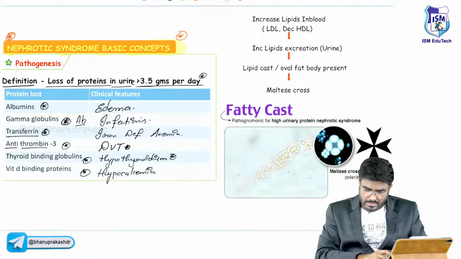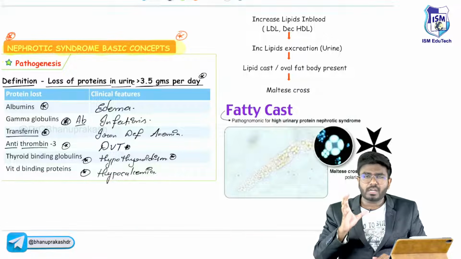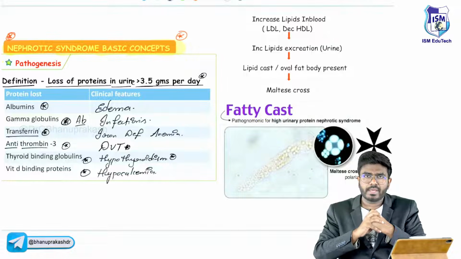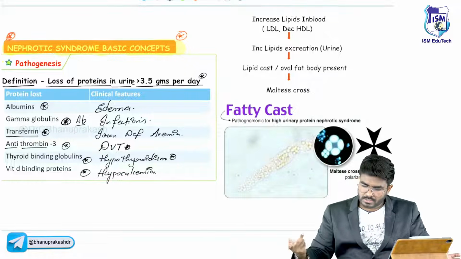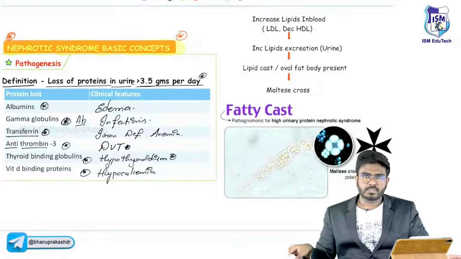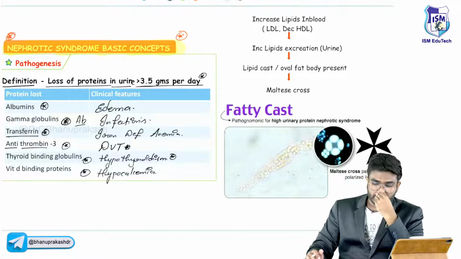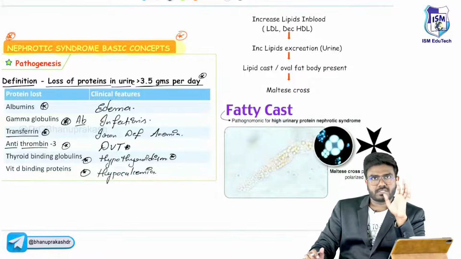Okay, in the babies. Thyroid binding globulins also same thing. The thyroid binding globulins bind with the T4. Now when they are lost in the urine from the body, thyroid hormones are also getting lost. So that will lead to hypothyroidism. Possible. Okay, like that you need to understand. So these are the clinical features.